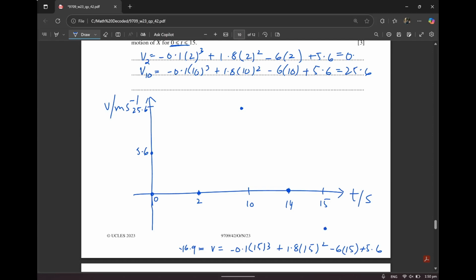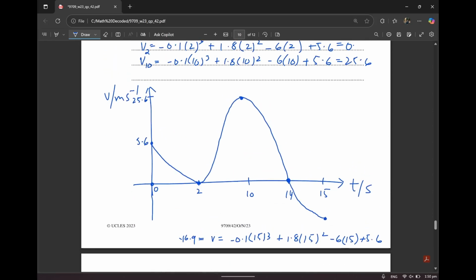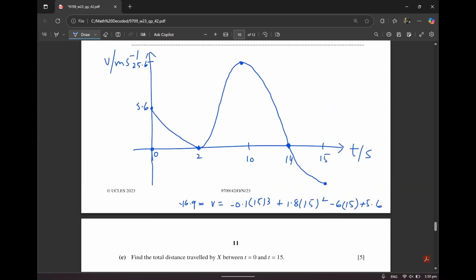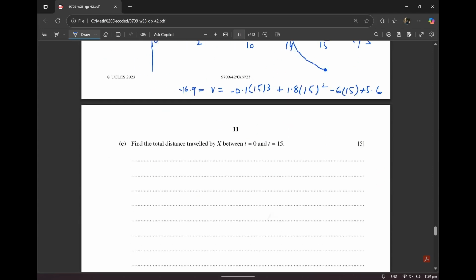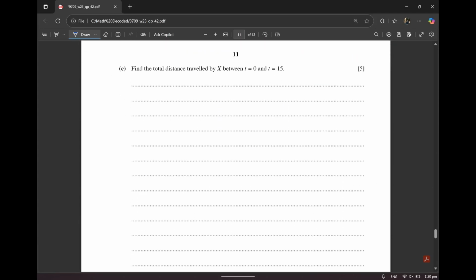Now you're just supposed to connect the dots. My drawing is a little bad. By the way, this is supposed to be a smooth curve. I'm doing it on a screen, so that's why it's a little not good looking, but make sure that it's a smooth curve. It shouldn't seem like you've connected these dots dot to dot. Anyways, moving on to part C, it says find the total distance traveled by x between these two times.